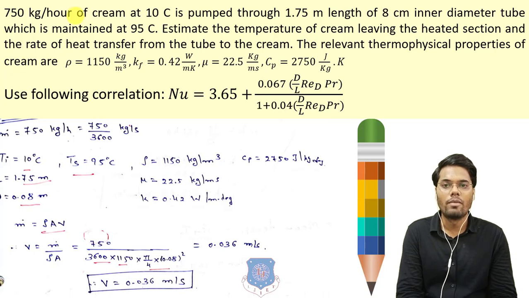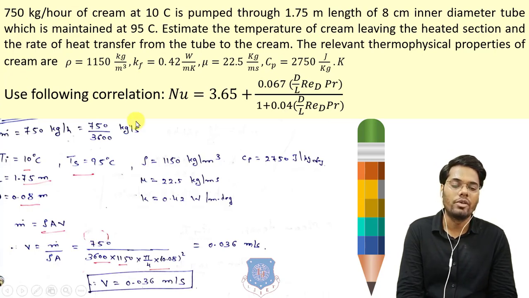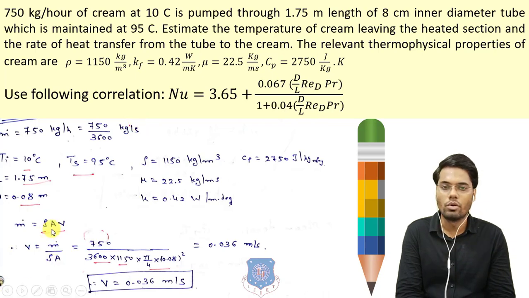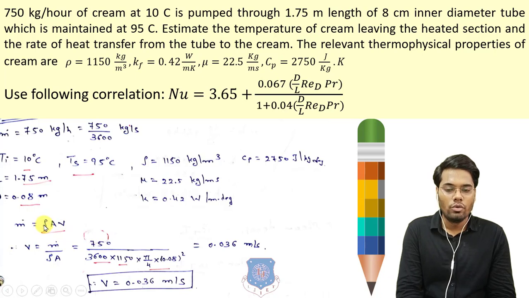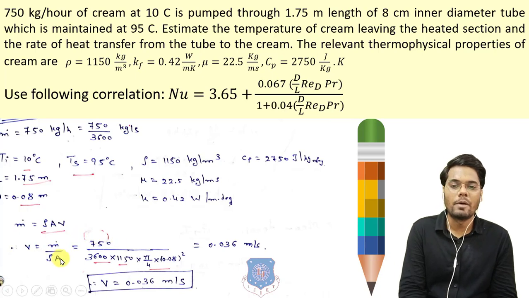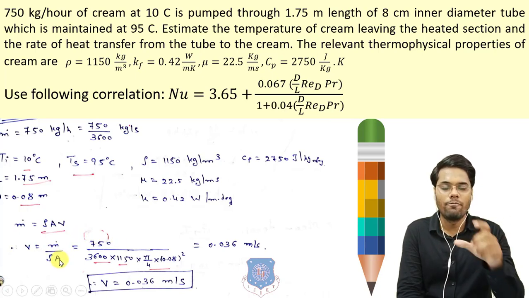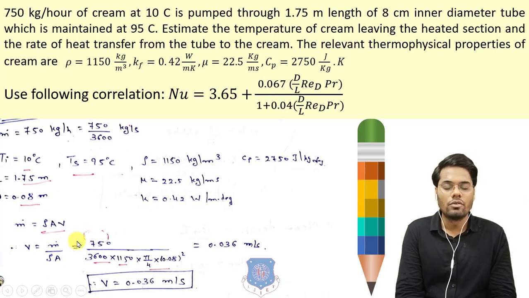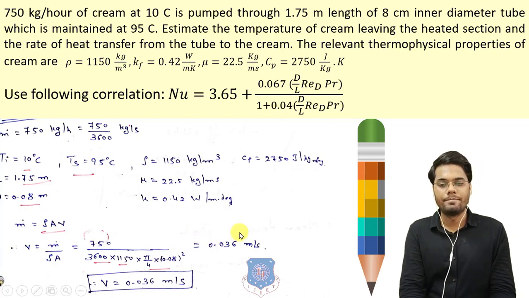Using the mass flow rate, which is 750 kg per hour, we can easily calculate the velocity by using the equation mass flow rate equals rho A V. In this equation, we know the density, we know the area, and the mass flow rate is given. Here the area is pi by 4 d square, the cross sectional area of the pipe through which the cream flows. So only velocity is unknown. Solving, we get a velocity of 0.036 meter per second.